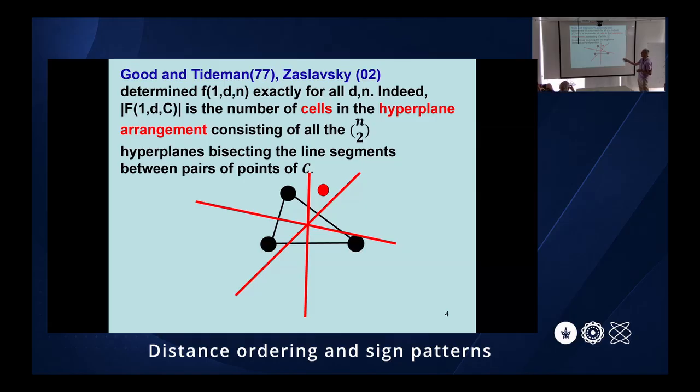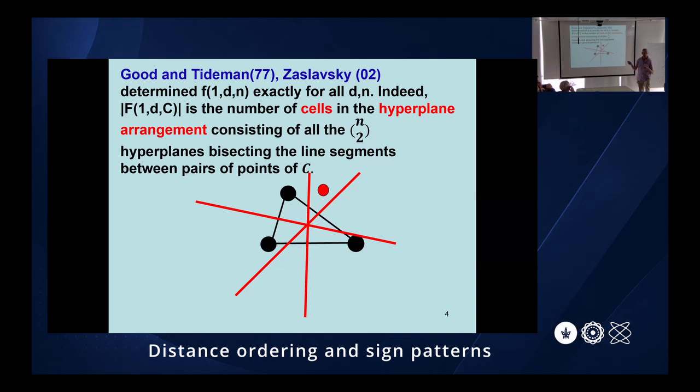And if K is 1, then what we can do is that for each pair of points, we can take the line segment connecting the pair. And then we take the bisecting hyperplane. In this case, we are in dimension 2, so it's a bisecting line. And the bisecting hyperplane tells you, for example, if you look at this one, with respect to these points, on the left side of this line, this one is closer to any point that lies on the left side. And on the right side, this is closer. So if I take all the N choose 2 bisecting hyperplanes, I have this hyperplane arrangement.